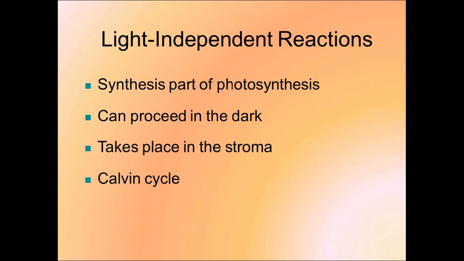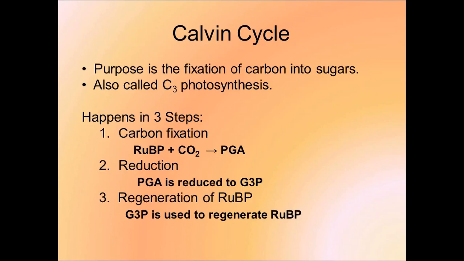Now we're going to go to the light-independent portion of photosynthesis. This is the portion of photosynthesis where the glucose molecule is actually being made. That's the synthesis part. It's going to happen in the dark. It's going to take place in the stroma rather than in the thylakoid. And the process is called the Calvin cycle. The purpose of the Calvin cycle is to fix gaseous carbon dioxide into a solid sugar. It's also called C3 photosynthesis, and it's going to happen in 3 steps.